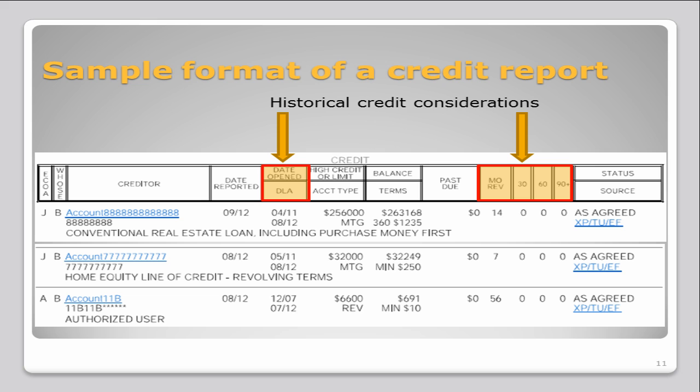So in this example, if this borrower had only these lines of credit, then you can see in that months reviewed column that they have 14, 7, and 56. So they don't actually have enough breadth of credit to get a mortgage with anybody who requires 3 trade lines of at least 12 months.